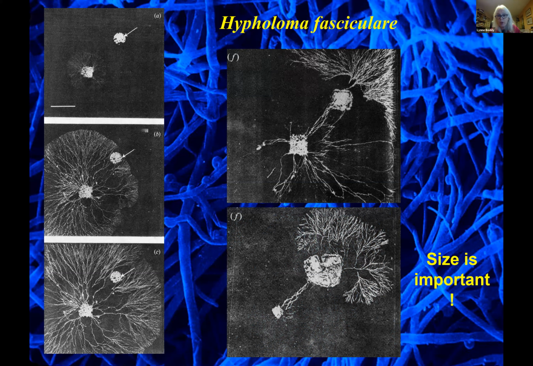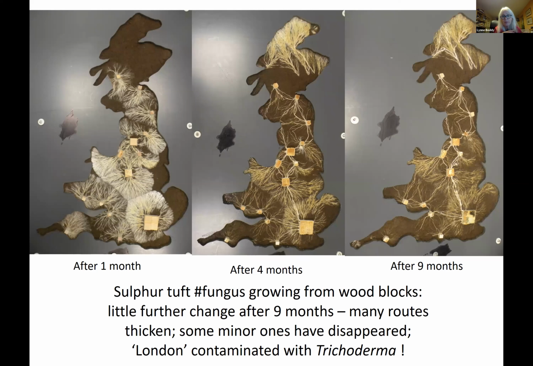Now, size is important. Look at the same situation, but this time with a small initial block of wood, and it meets a great big new food source, a new set of blocks of wood. And you can see that all of the mycelium that would have been around here has died back. And so you can envisage how these cords form on the forest floor, linking up between pieces of wood, twigs, beech cupules, et cetera.